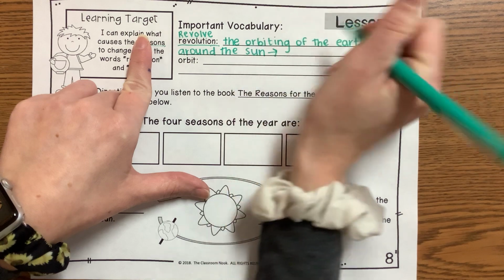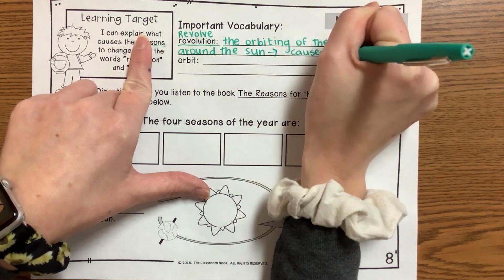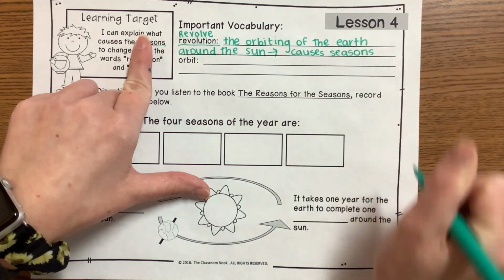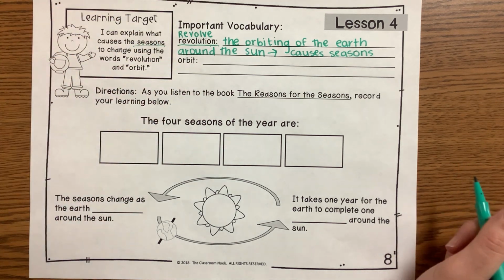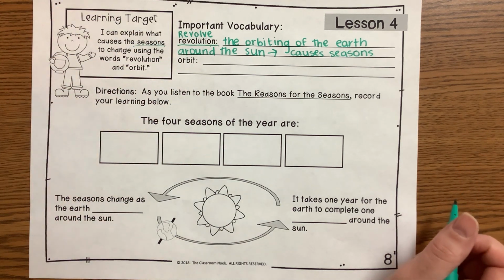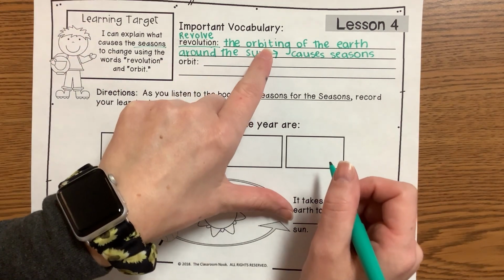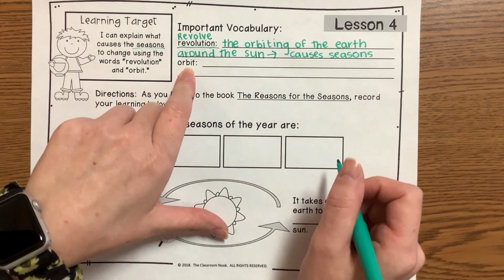We're also going to write that it causes seasons. So if the Earth didn't revolve around the sun, then we wouldn't have the seasons that we have. It would be close to the same temperature all year long. I see the word orbiting in here. So now we have to figure out what orbit means. Everyone say orbit.